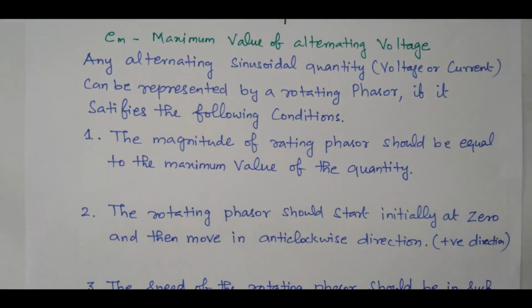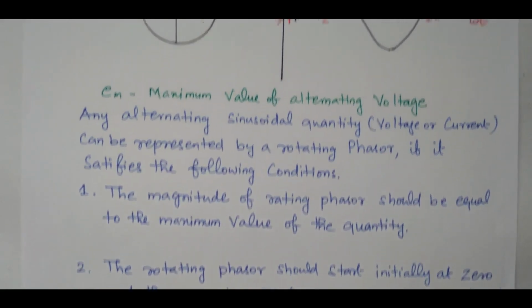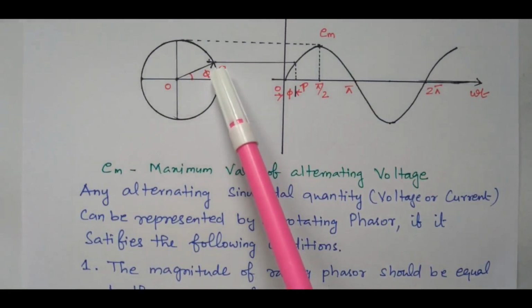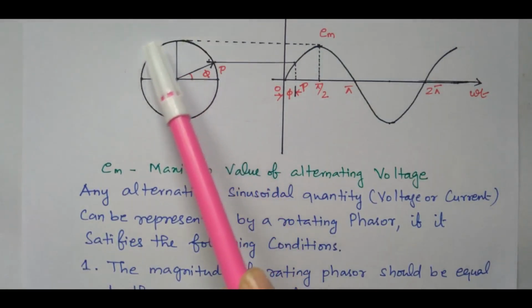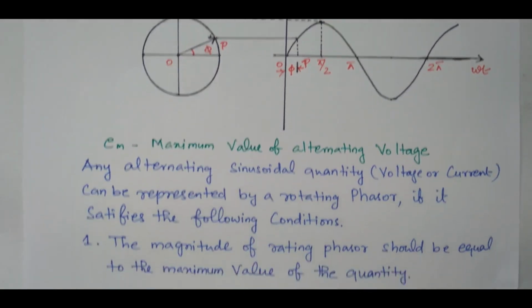The second point: the rotating phasor should start initially at 0 and then move in an anti-clockwise direction. Here also we are moving in an anti-clockwise direction, so the second condition is also satisfied. We start at 0 and move in an anti-clockwise direction like this.